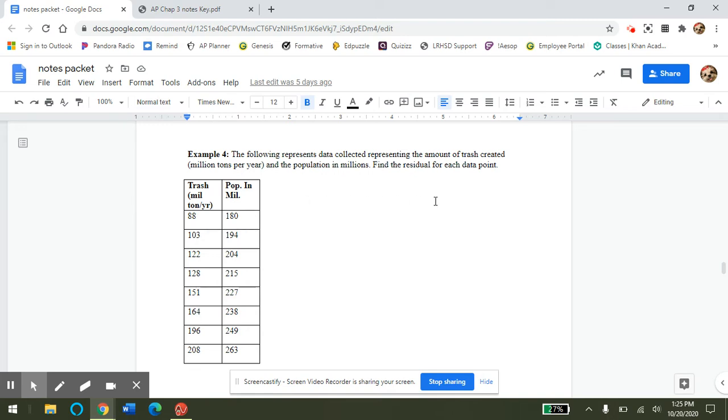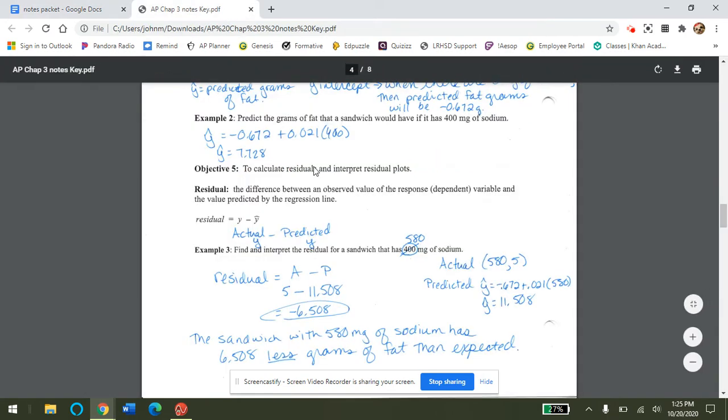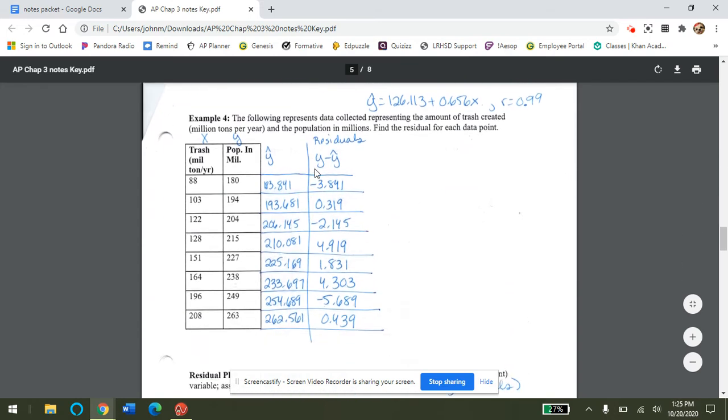I extended it as a little table. I found my y-hat equation to be this. My correlation coefficient is there, 0.99. And what I did is I took 88, plugged it in for x, wrote down my answer. Take 103, plug it in for x, write down my answer. Take 122, plug it in for x, write down my answer. Over and over again. Then these are all my y-hats.